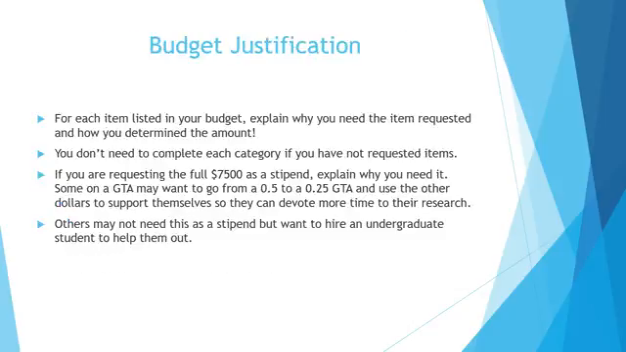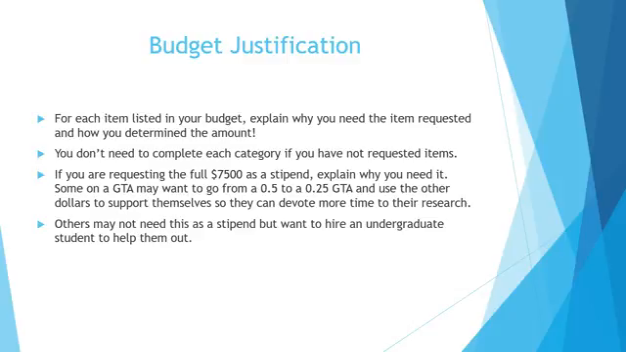A separate section needs to include budget justification. Each item that is listed in the table, you need to explain why you need the item requested and how you determine the amount that you're requesting. You don't need to complete each category if you don't have any requested items, such as materials or equipment. If you are requesting the full $7,500 as a stipend, explain why you need it.